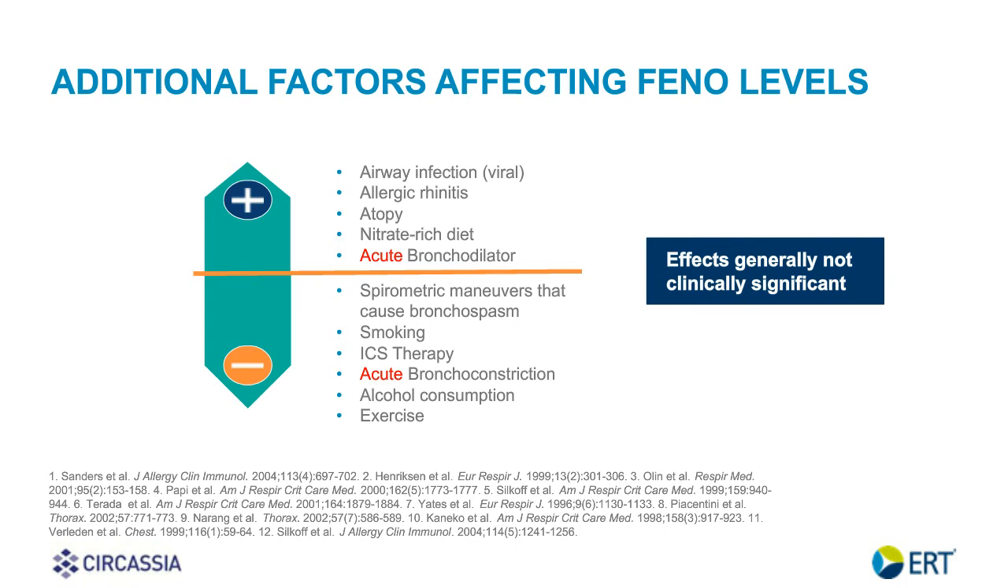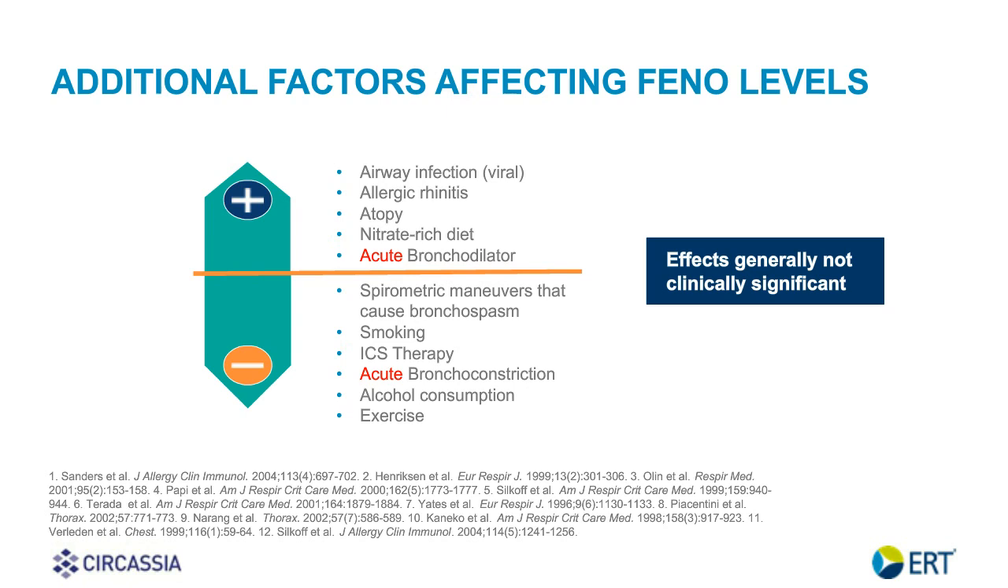When you're thinking about using a FeNO, what additional factors may you need to keep in mind when you're measuring FeNO? Well, there are some factors that can affect your FeNO levels, but we should be clear that these are generally not clinically significant. So, for example, if you look on the top of the yellow line, airway infection, particularly viral infection and particularly rhinovirus. So somebody who has a cold from rhinovirus may see an increase in their exhaled nitric oxide. Certainly allergic conditions with allergic rhinitis and atopy can increase your FeNO level.